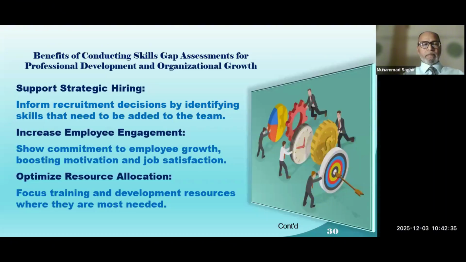Increase employee engagement: show commitment to employee growth, boosting motivation and job satisfaction. In fact, as a team leader, you always motivate your team members, and that helps them to have a sense of job satisfaction. As a result of that, the performance of the individual is improved, and they are willing to perform a good job.